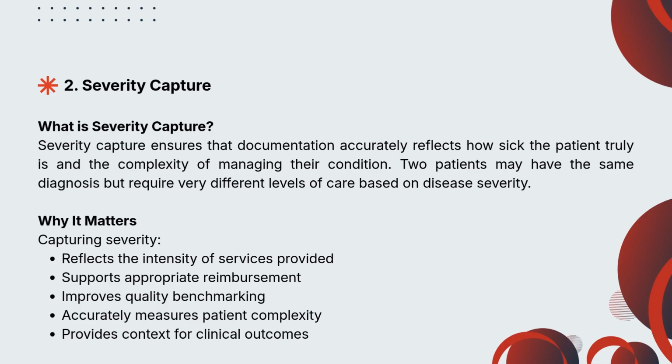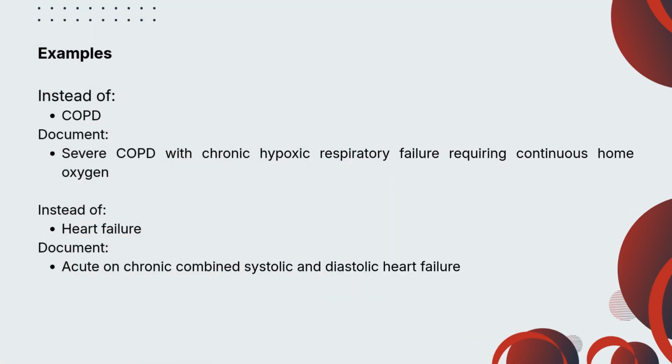Why it matters? Capturing severity reflects the intensity of services provided, supports appropriate reimbursement, improves quality benchmarking, accurately measures patient complexity, provides context for clinical outcomes. Examples: instead of COPD, document severe COPD with chronic hypoxic respiratory failure requiring continuous home oxygen. Instead of heart failure, document acute on chronic combined systolic and diastolic heart failure.